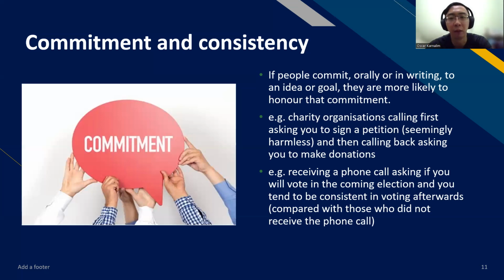Another example is receiving a phone call asking if you will vote in the coming election, and you tend to be consistent in voting afterwards, compared with those who did not receive the phone call.